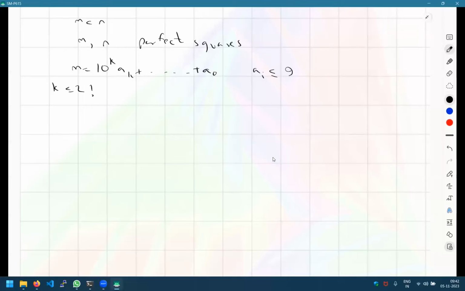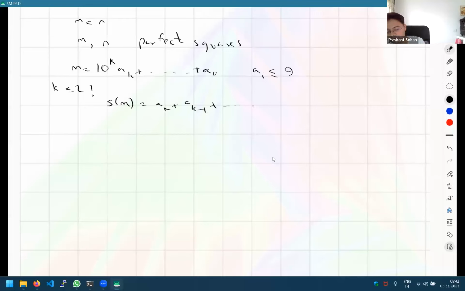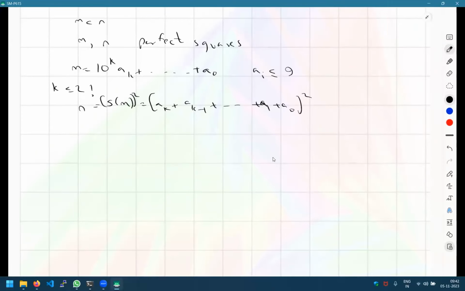First, we can find the sum of digits of M. So the sum of digits of M is a_k plus a_(k-1) plus and so on, plus a_1 plus a_0, and N is the square of this. Yeah, correct. And the largest possible value of a_k plus a_(k-1) plus dot dot plus a_0 is 9 times k plus 1. Yes, 9(k+1).